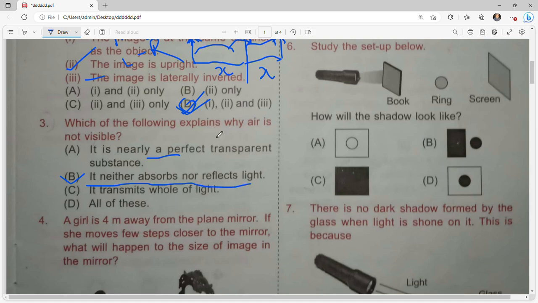Yes, it's true, because as we know that we are able to see an object, because let's assume that this is an object. So when light falls on an opaque object or any object, it falls on the object and bounces back, which helps us to see the object. So this is our eye, and when light falls on an object, it bounces back and we are able to identify the object. But as the air neither absorbs nor reflects the light, that's the reason why air is not visible. This is why correct answer for your question number third is your option number B.